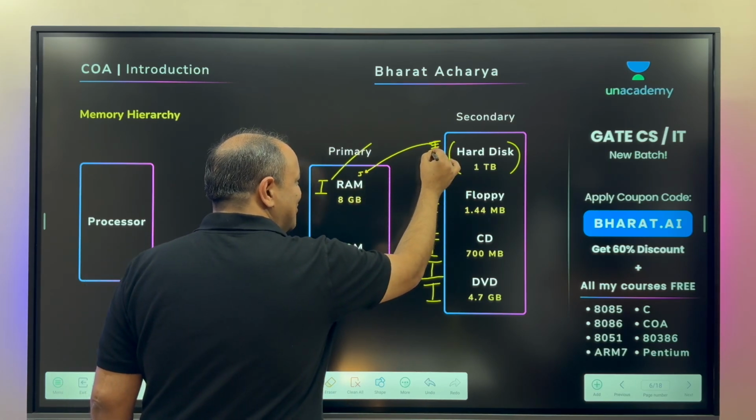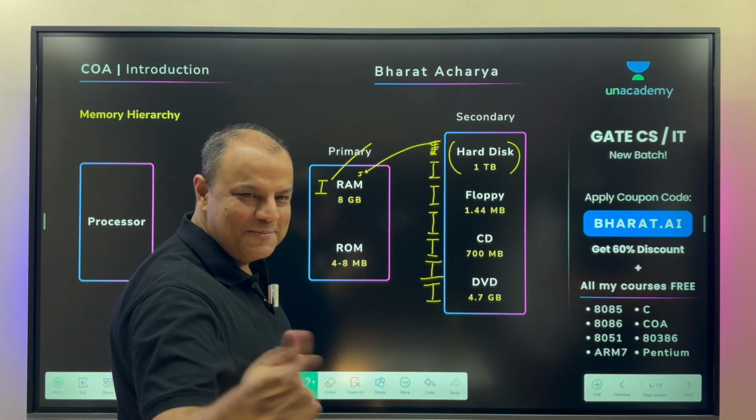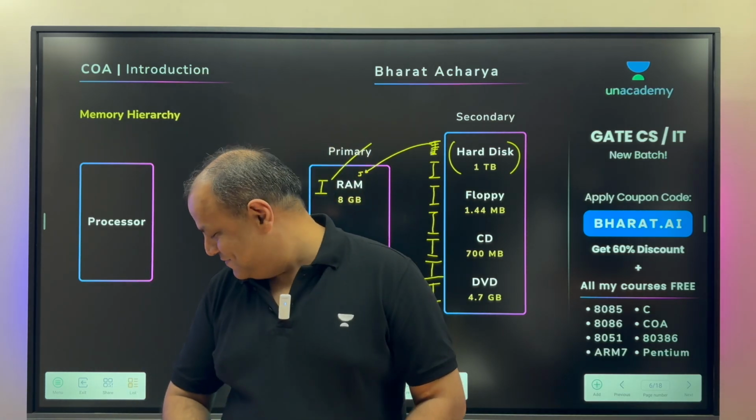What are these small portions called? Pages. Like we have books.